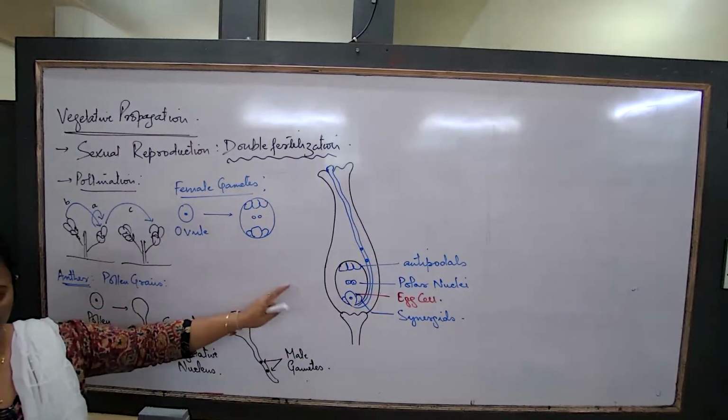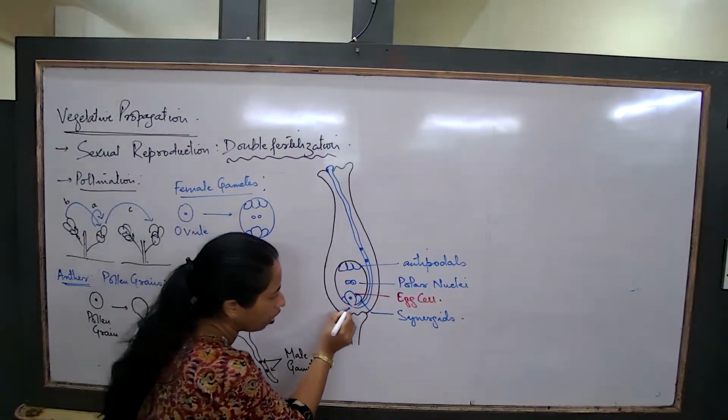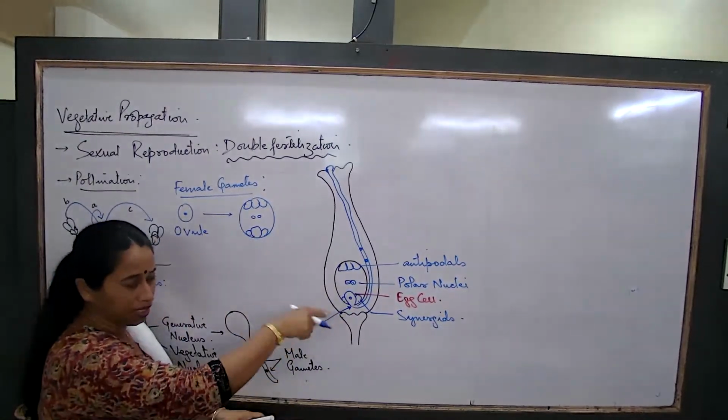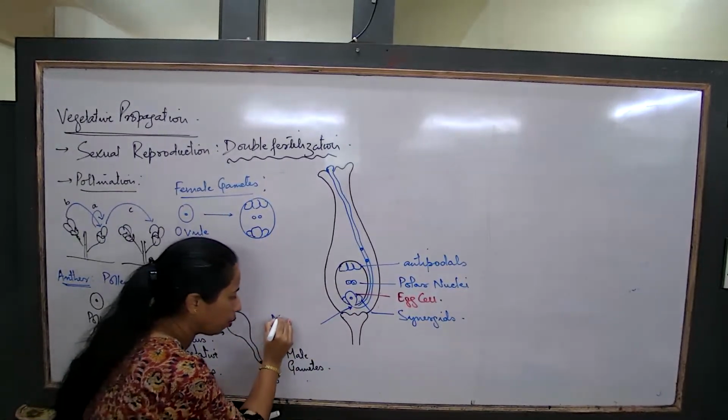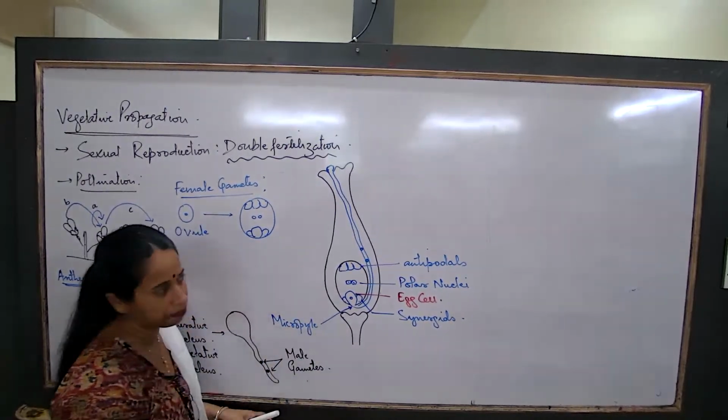The rest of the other parts, nothing much to understand. The style, stigma, ovary, you already know. Except there is a small opening here through which the pollen tube will deliver the gamete. And what is this known as? This is known as the micropyle.